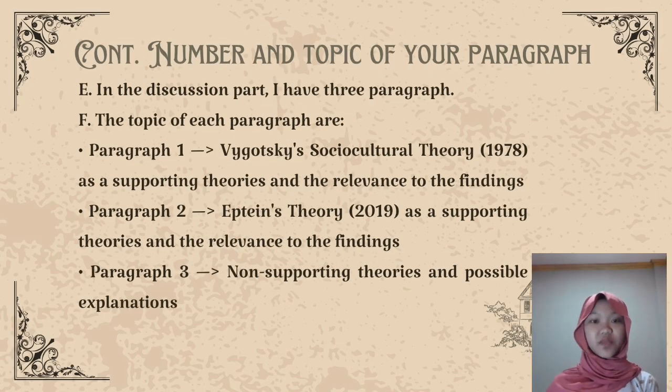E. In the discussion part, I have 3 paragraphs. The topic of each paragraph in the discussion part is: paragraph 1, the topic is Vygotsky's sociocultural theory, 1978, as a supporting theory and the relevance to the finding. In paragraph 2, the topic is Epstein's theory, 2019, as a supporting theory and the relevance to the findings. And in paragraph 3, the topic is non-supporting theories and possible explanation.